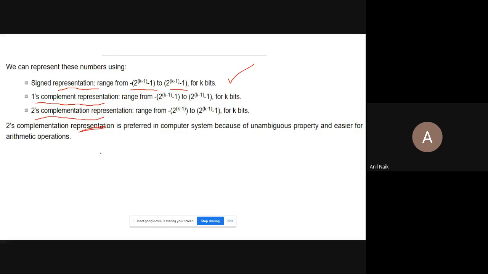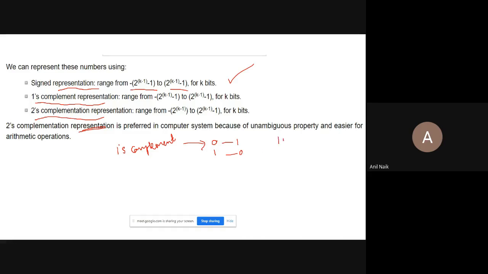So you already know the one's complement. So what is one's complement? In one's complement representation, 0 is converted to 1, and 1 is converted to 0. For 0, the complement is 1. For 1, the complement is 0. So that is one's complement.